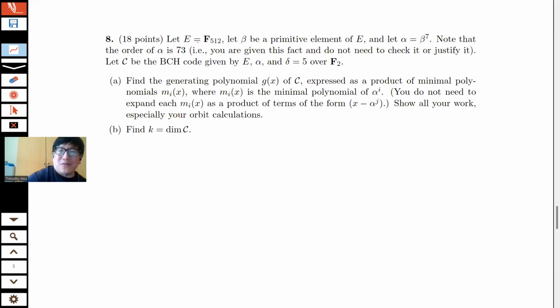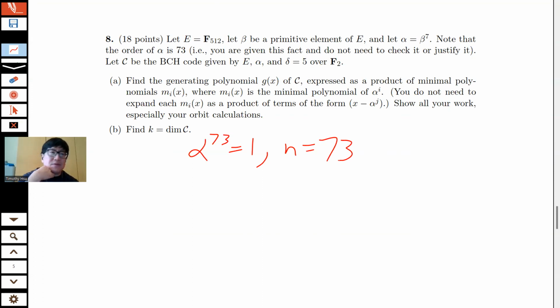In fact, you can just ignore all this stuff at the beginning, pretty much, and get to the point where the order of alpha is 73. I should begin everything by writing this. So remember, one of the whole points of what you do with BCH codes is that you want the length of the code to be the order of your BCH elements, the finite field element they're using to generate this thing.